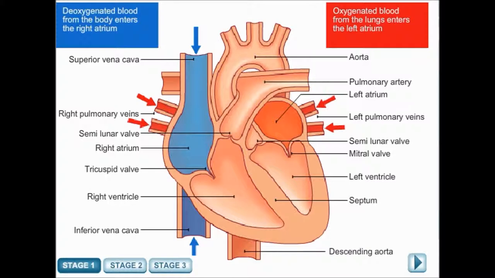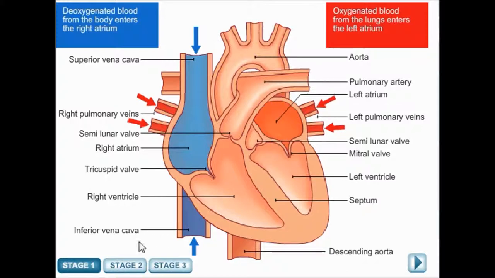So here's a really nice diagram of the heart. I'll take you on a journey through the heart from the perspective of a red blood cell. So it comes in through here, through the left pulmonary veins. Now this blood has just been to the lungs. So it's dropped off its carbon dioxide, it's picked up its oxygen, so it's bright red in color. And it comes through here to the left atrium.